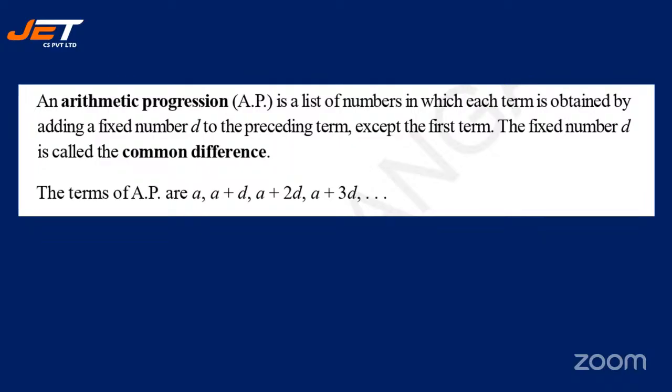In an arithmetic progression, the first term that we start with is a. With the first term, we keep adding the common difference. The first term would be a, the second term would be a plus the common difference, and the third term would be the second term plus the common difference d. So the terms of an arithmetic progression would be a, a plus d, a plus 2d, a plus 3d, a plus 4d, and so on.